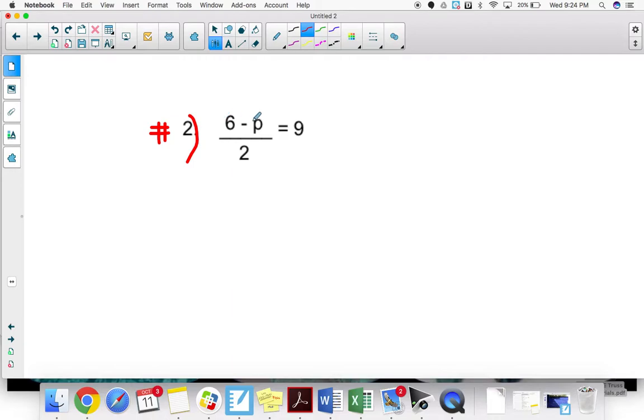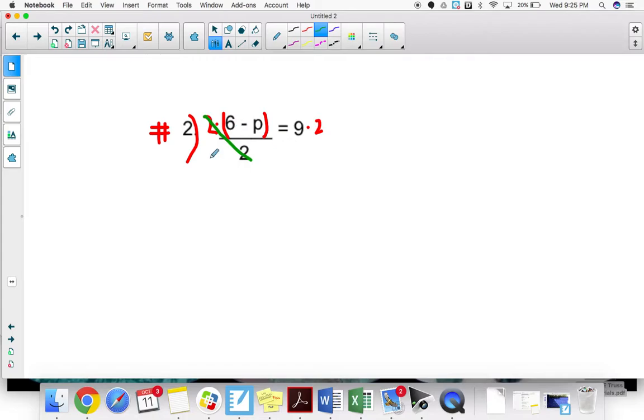All right, so this problem, the variable's in the numerator, and the entire side on the left here is divided by 2. Well, the inverse of dividing by 2 is multiplying by 2. So if we do that on both sides, the whole point of doing that now is to cancel the 2's out. All right, these are inverse operations. The division and multiplication cancel out.